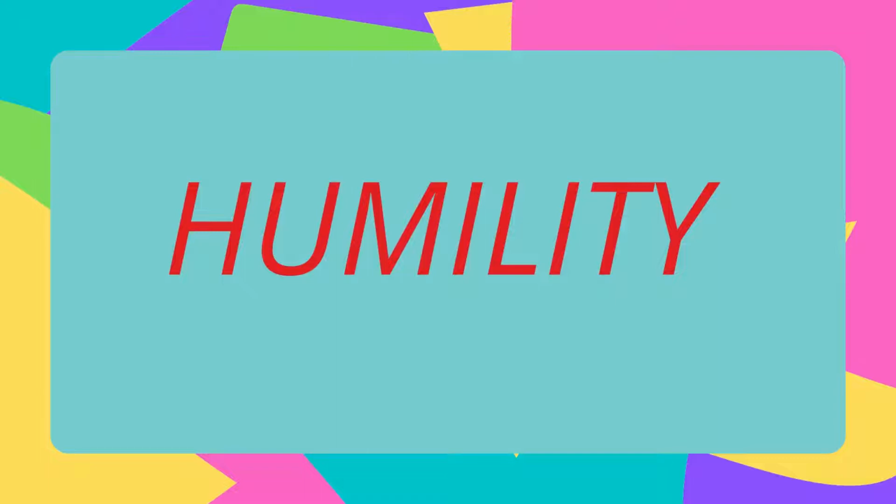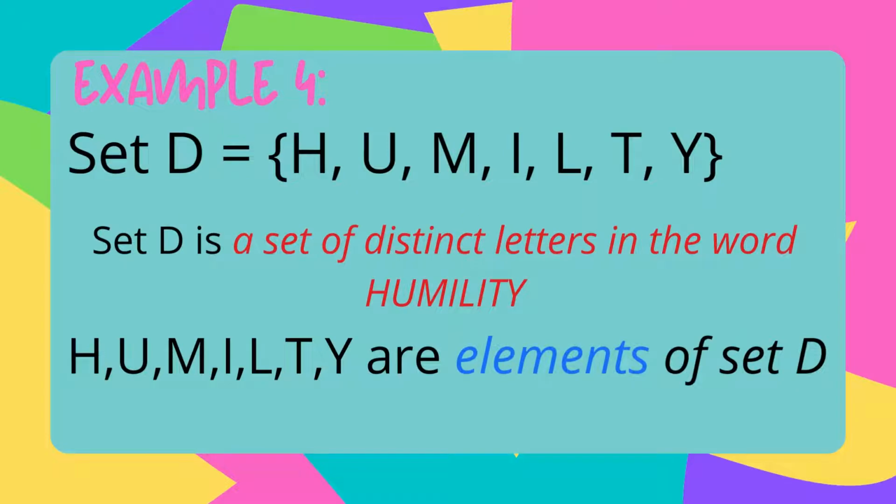If you are going to observe, the letter I was written once only, and it is not repeated. That means in a set, elements must not be repeated. Therefore, the elements of set D are H, U, M, I, L, T, and Y. How about its cardinality? Very good. The cardinality of set D is 7.